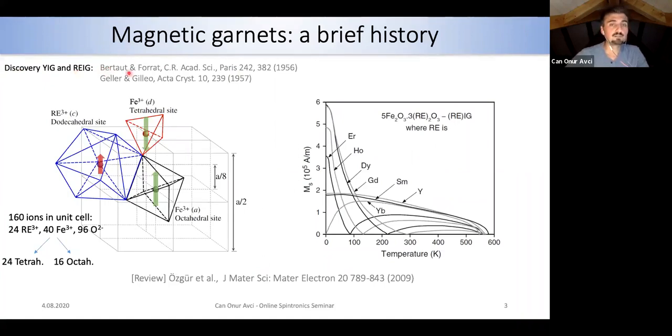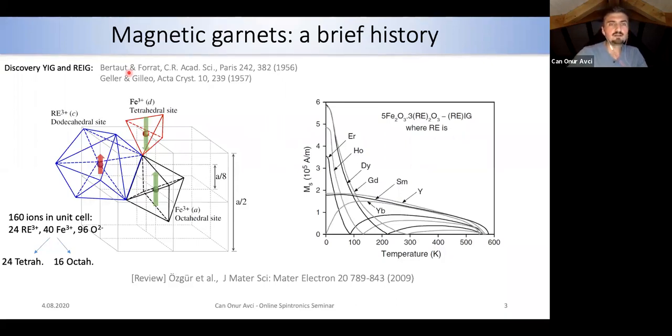And their properties in the bulk form are very well understood and very well known, thanks to the extensive research done in the 1960s through 1980s. After the 1980s, there was the discovery of the GMR and RKKY and perpendicular anisotropy. So the focus has shifted to metallic layers. But before then, the popular material systems were actually magnetic insulators. So I'm especially interested in rare earth iron garnets.